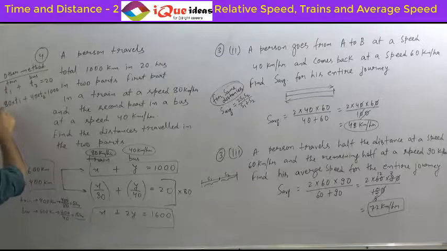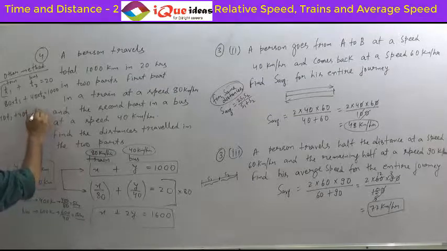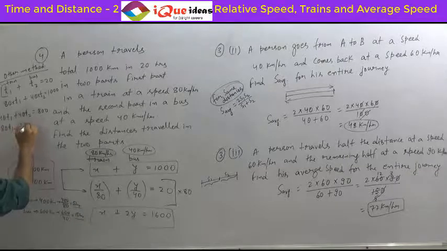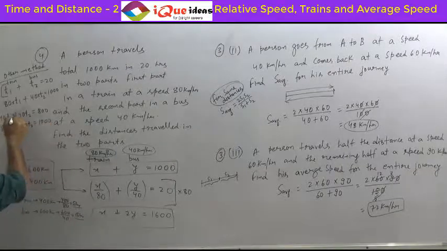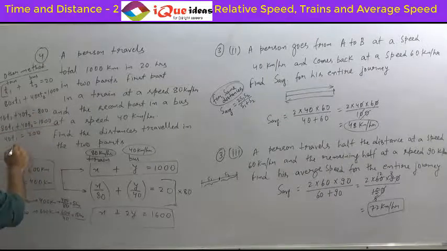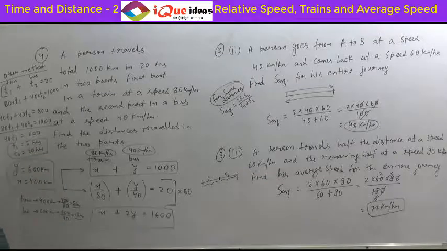Similarly, if you solve these two, you can multiply the first equation by, let's say, 40. So 40 t1 plus 40 t2 is equal to 40 into 20, that is 800. Second equation is 80 t1 plus 40 t2 is equal to 1000. So subtract the first equation from the second, you get 80 minus 40, that is 40 t1 equal to 1000 minus 800, that is 200. So t1 is equal to 5 hours. And hence t2 is equal to 15 hours. And then further you can calculate the distances. So this was the other method.